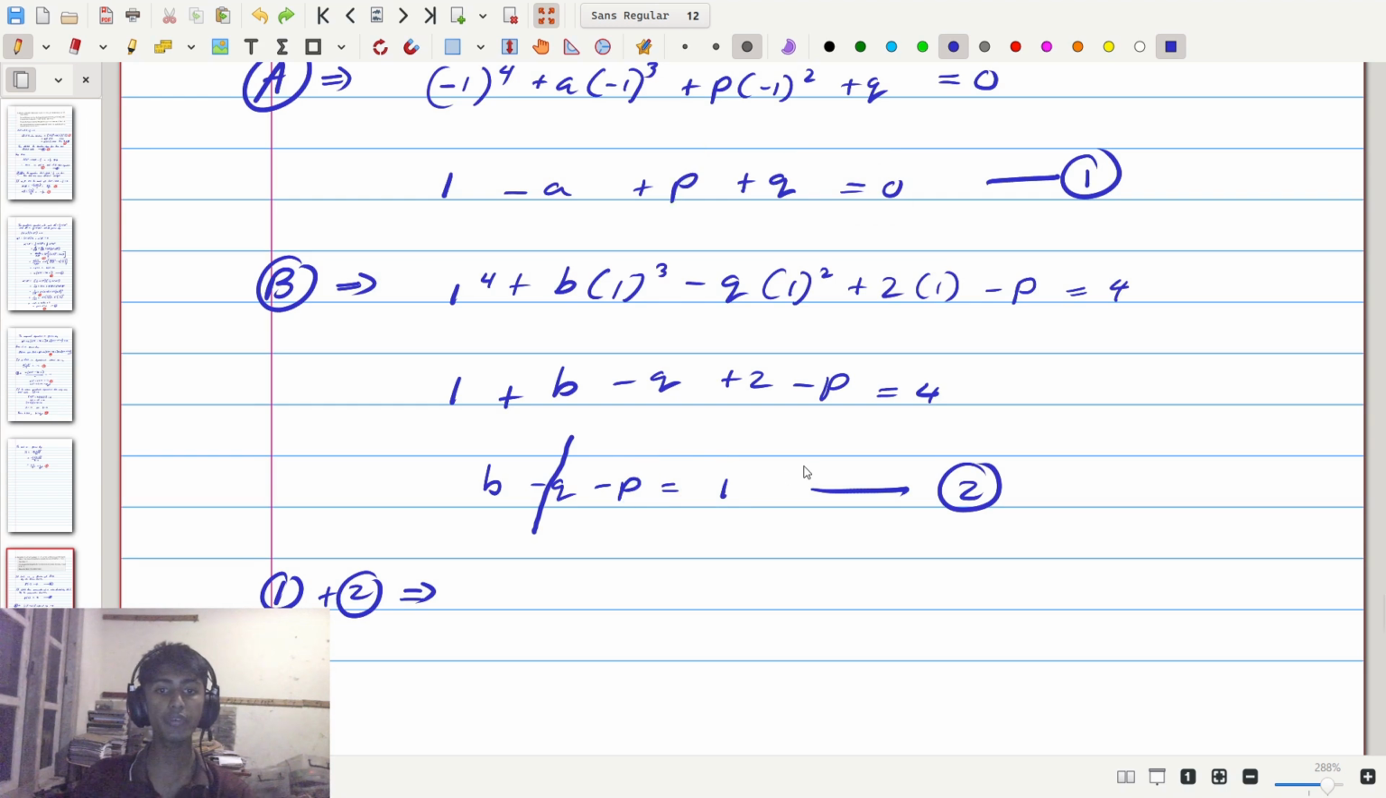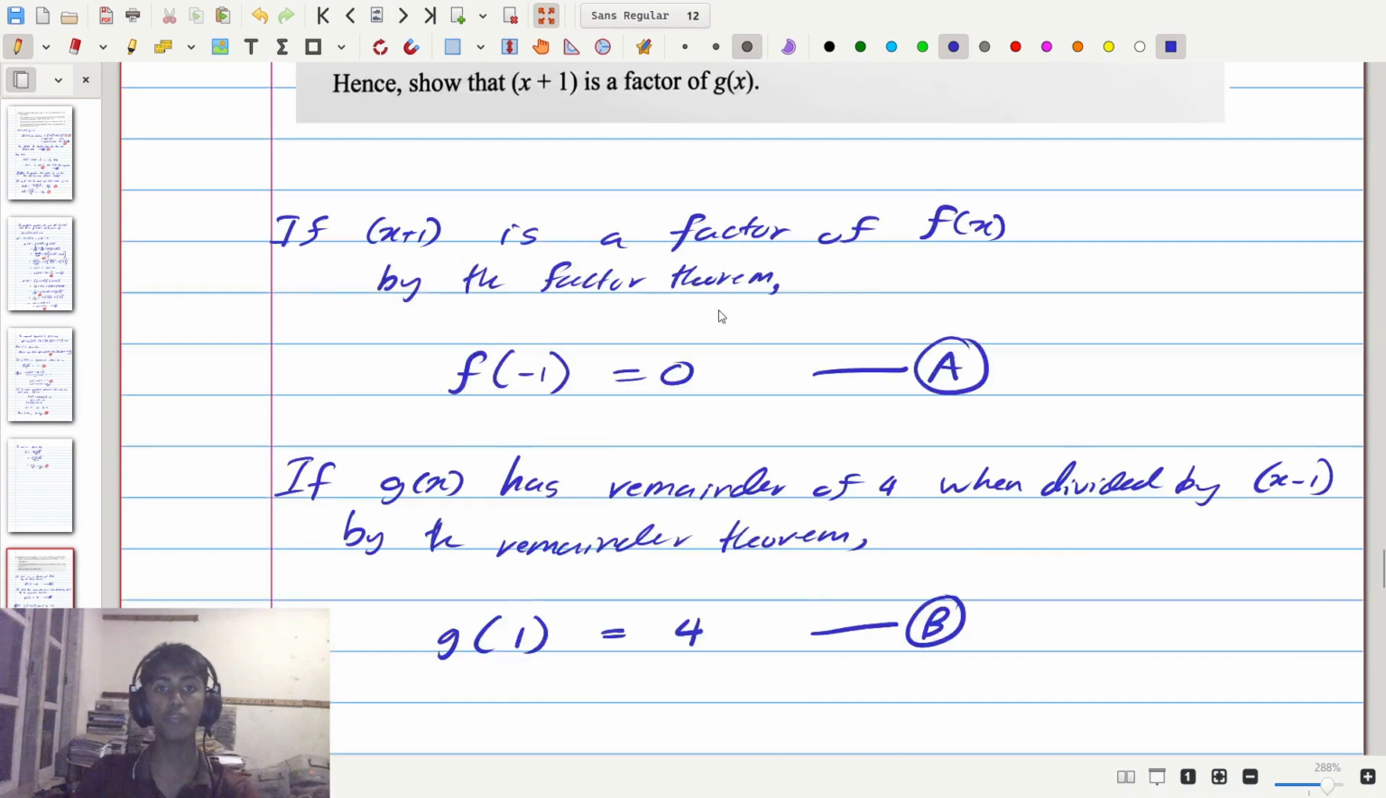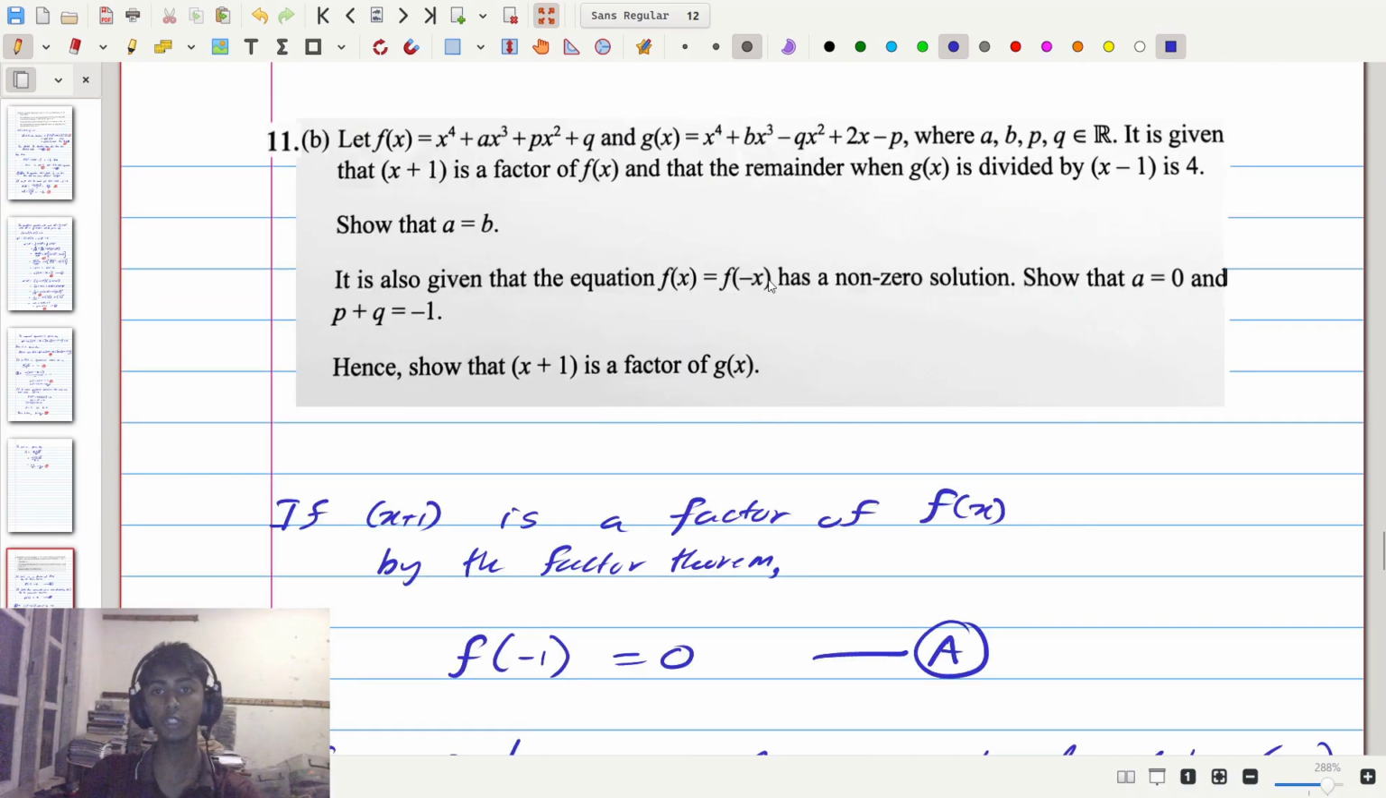So adding them together, on the left hand side we have 1 minus a plus b equals, and on the other side we have 0 plus 1, so just 1. Now simplifying this, if we remove this 1, we get minus a plus b equals 0, and thus if we rearrange, we get a equals b. And with that, we have solved the very first part of the question. We have found that a is equal to b.